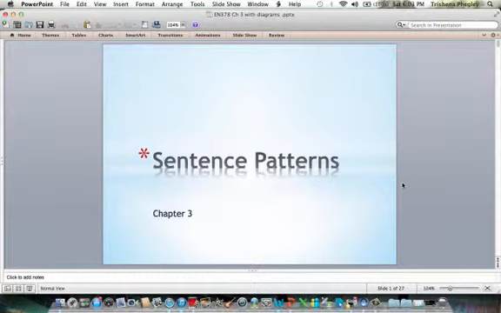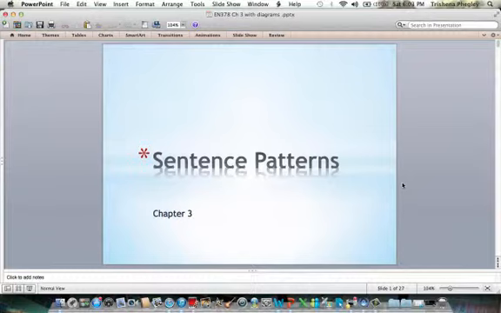I wanted to go over chapter 3 a little bit more. We're going to take another look at the PowerPoint I did. I added some slides, and I'm going to try to address some of the questions that were coming up in class on Thursday. The first thing that I want to address is this chapter is on sentence patterns.